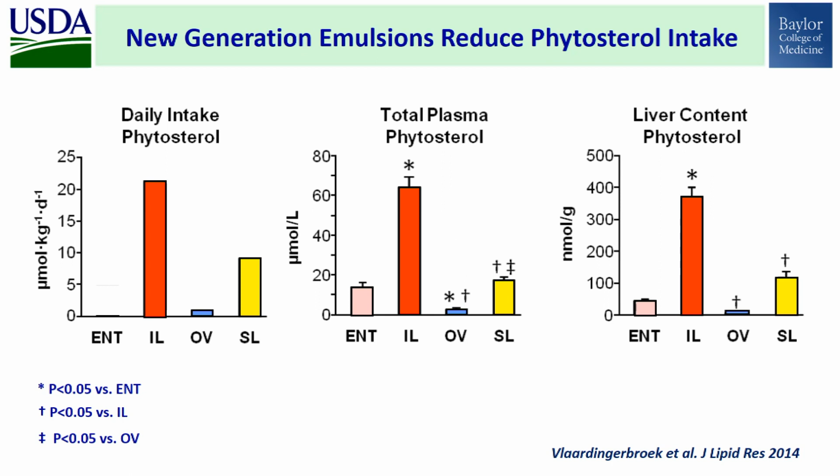So shown on this slide is the daily phytosterol intake, and you can see that it amounts to, in the case of intralipid, somewhere around 20 micromoles per kilo per day. There's very low or no intake of phytosterol in the Omegaven group, and then a substantially lower intake, approximately half, in the SMOF lipid group. And this is basically reflected in the plasma phytosterol concentration and in the liver phytosterol concentration shown on the right.